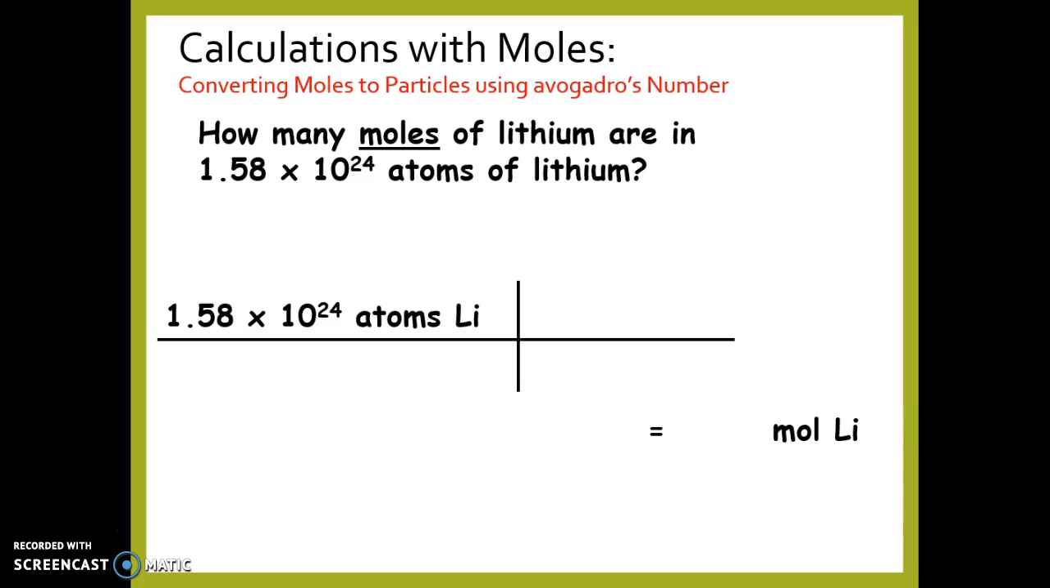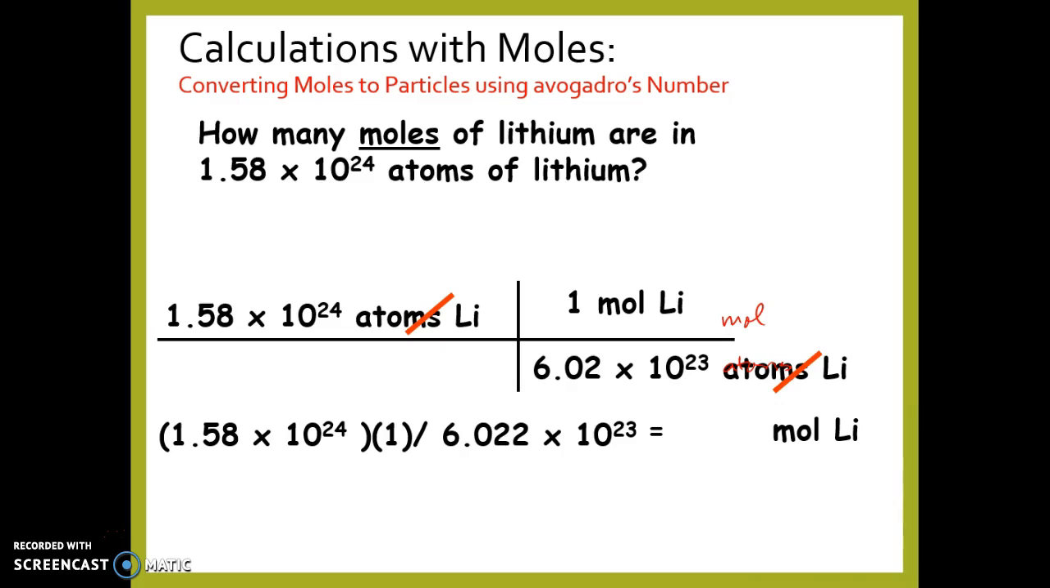Notice I didn't have enough room, so I put it on the bottom. Now we have to determine what's going to go where. It's pretty simple. Our given unit goes on the bottom. Our finding unit goes on the top. So what number goes with our given unit? 6.02 times 10 to the 23rd. What number goes with our finding unit? 1 mole. Now, mathematically, we also cancel out atoms, but mathematically what we're doing is 1.58 times 10 to the 24th times 1 divided by 6.02 times 10 to the 23rd. That's exactly what we're doing. So when we do that, we get an answer of 2.62 moles of lithium.